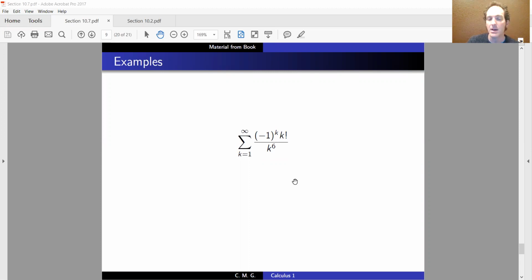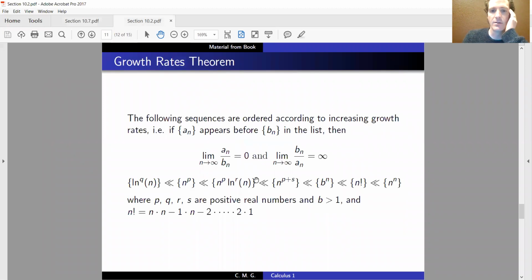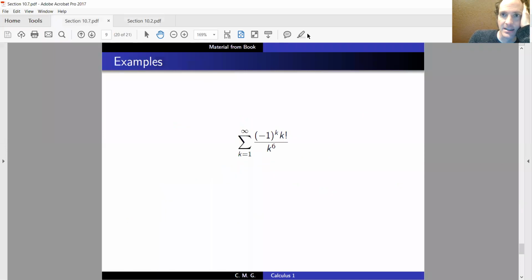Okay. Again, I can do this same sort of deal. So how fast does k to the k grow, or k factorial grow, versus how fast does k to the 6th grow? So k to the 6th is way down here. K factorial is way up here. Certainly k factorial grows faster than k to the 6th. So therefore, this is again a divergent sequence because k factorial is on the top. It's going to infinity as k goes to infinity. Is again divergent.